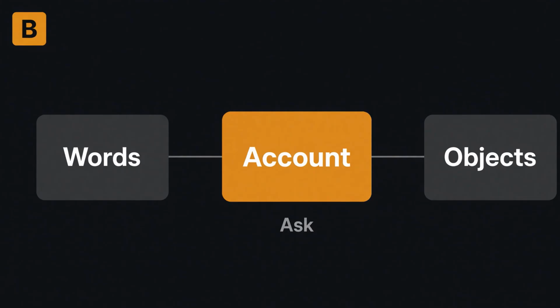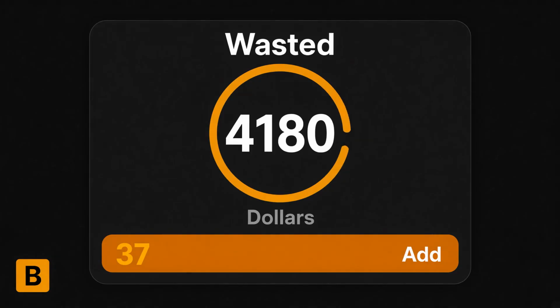Open the wasted spend card the agent returns. In this account, it shows $4,180 a month leaking, with 37 negatives still unadded. That card is the reason you installed and connected before you asked.